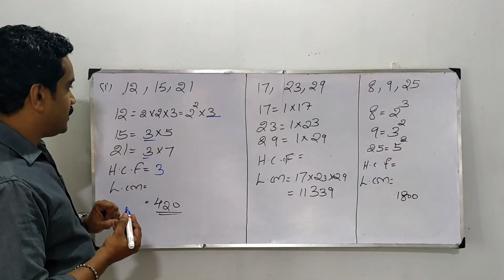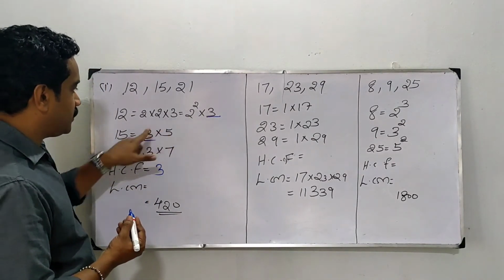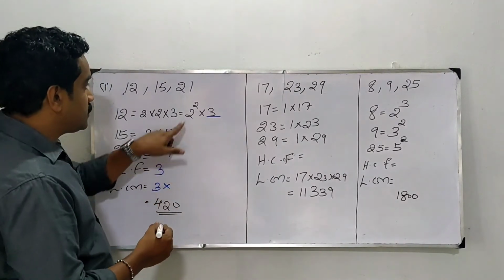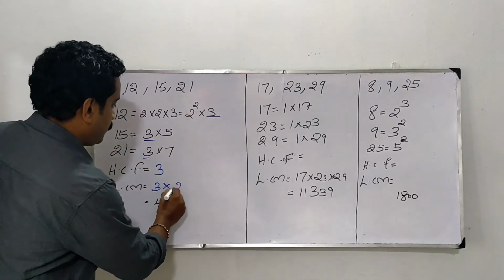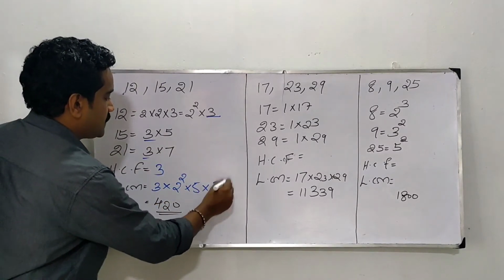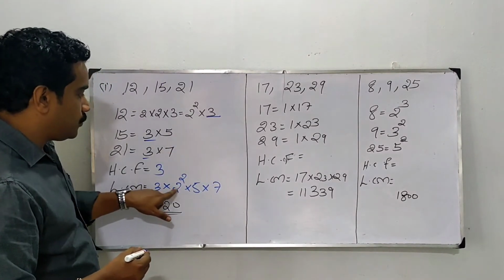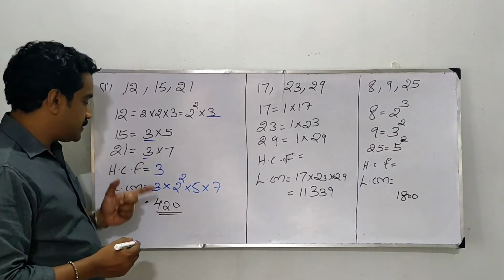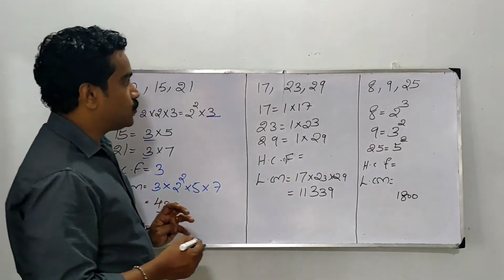And look, the LCM. In LCM we first take the common. What is the common here? 3 is common. 3 into. Then we take all the non-common numbers. Here 2 square. Then here it is 5. Then here it is 7. So 3 into 2 square into 5 into 7. What's the answer? 420. So HCF is 3 and the LCM is 420.